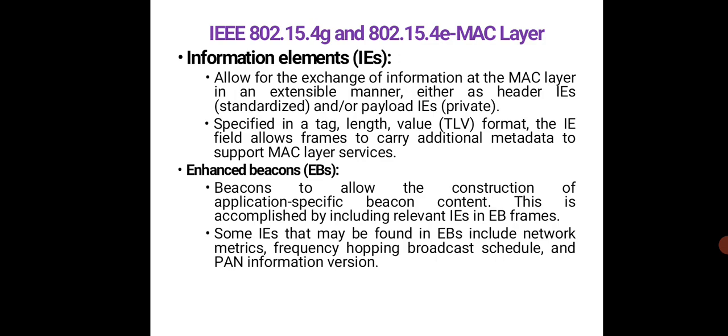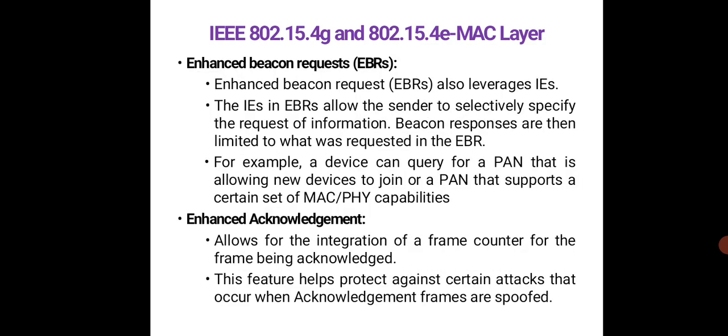And the third one is enhanced beacons. Beacons allow the construction of application specific beacon content. This is accomplished by including relevant IEs in the EB frames. Some IEs that may be found in EBs, that is enhanced beacons, include network metrics, frequency hopping, broadcast schedule, and PAN information version.